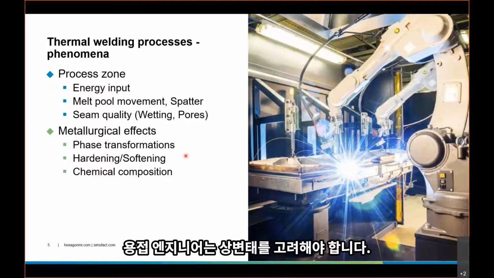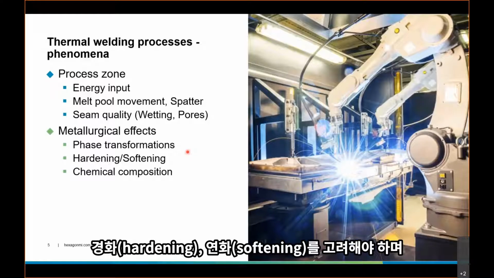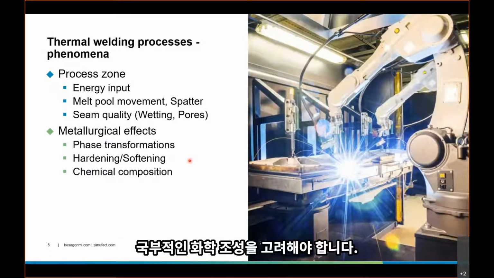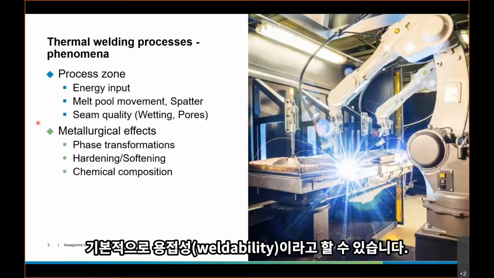And then the next area is metallurgical effects. So the welding engineer has to take care of all the phase transformations that can occur. He has to consider hardening and softening. And since most welding applications are using additional material, you also have to consider all the local change of chemical composition. So this can be termed as the weldability, basically.